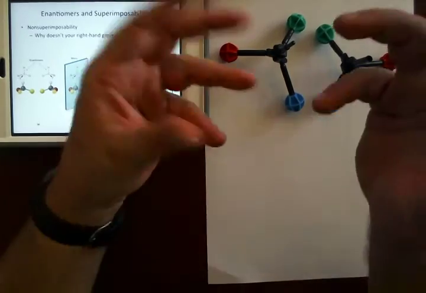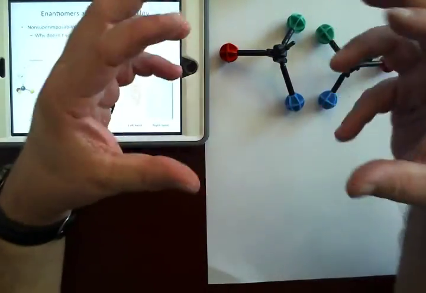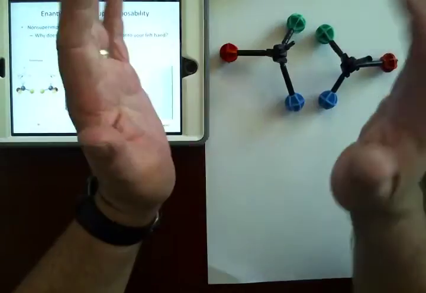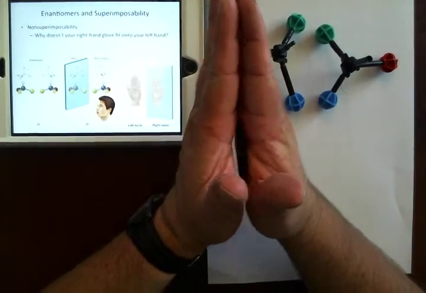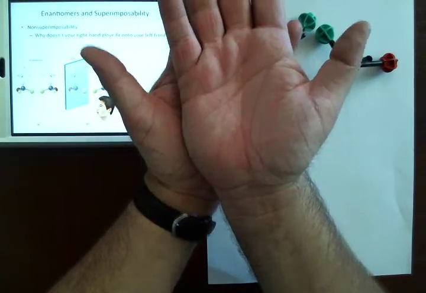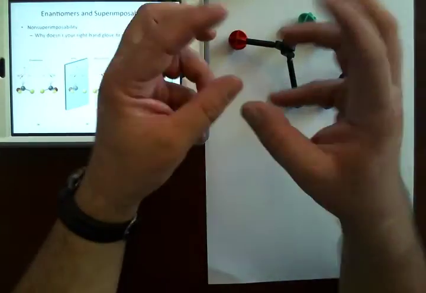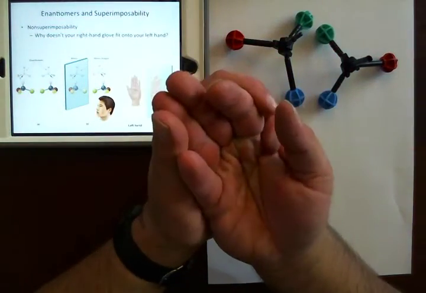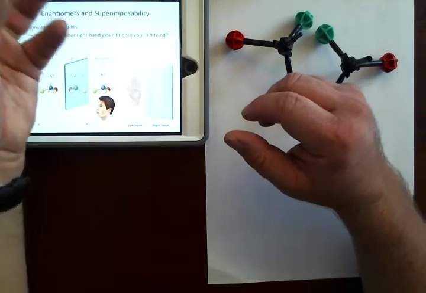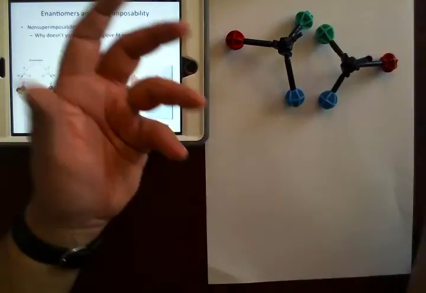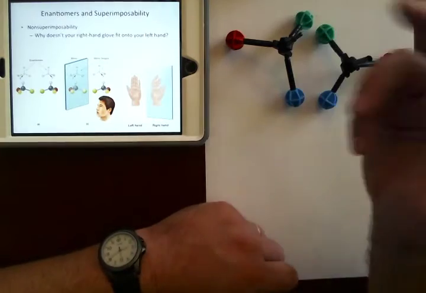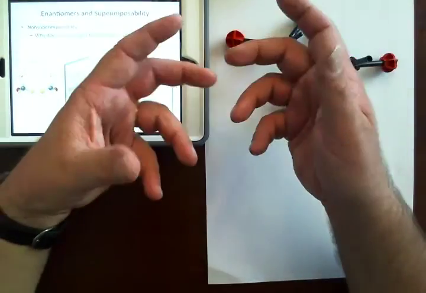So your hands are enantiomers. They are mirror images of each other. You say, well, they look the same, but there's no way that you can make them superimposable. If I go like this, your palms are facing the wrong way. If I twist it so that the palms are the same, now your thumbs are pointed in the wrong direction. There's no way that you can rotate your hand so that they're superimposable. You can think of it this way: there's no way you can comfortably put your left-hand glove on your right hand. If you could, then your left glove would be superimposable on your left hand. But there's no way you can put it on your right hand because your left and right hands are not superimposable.